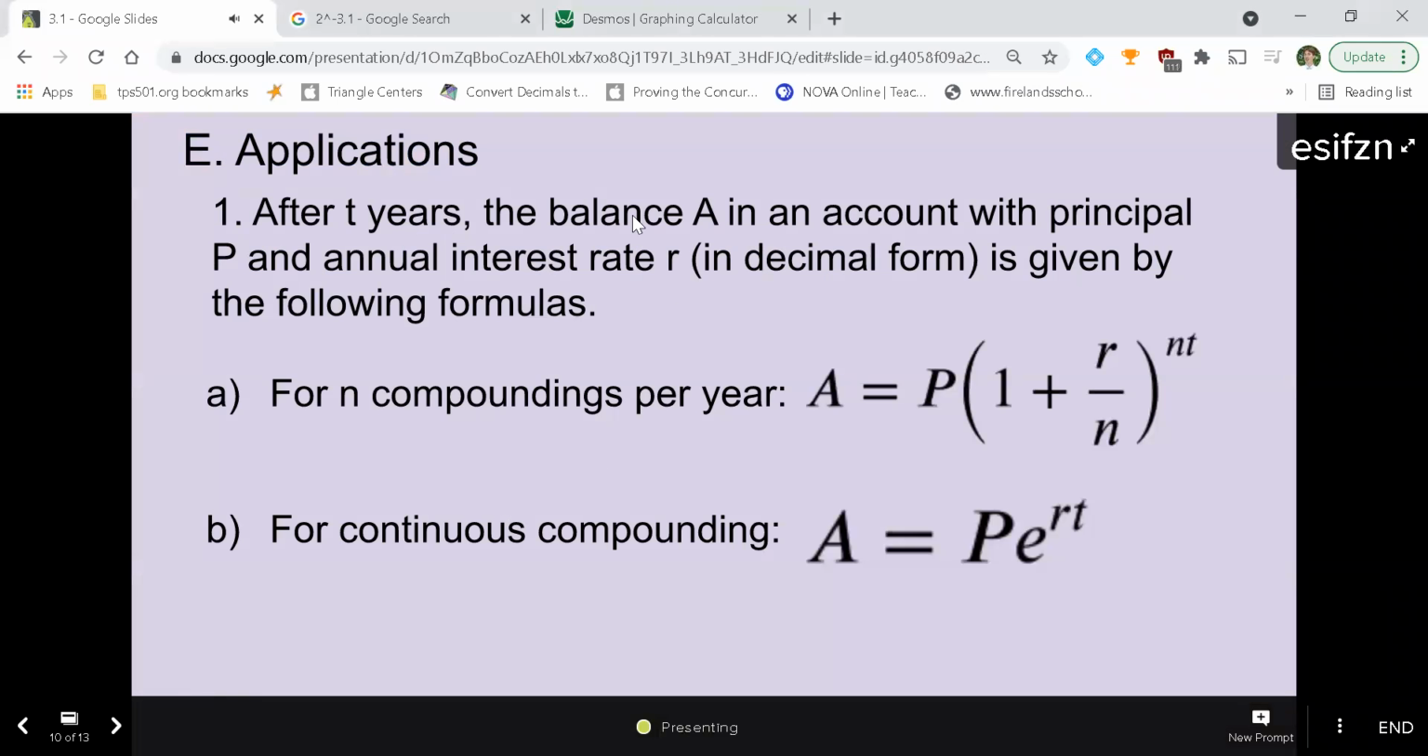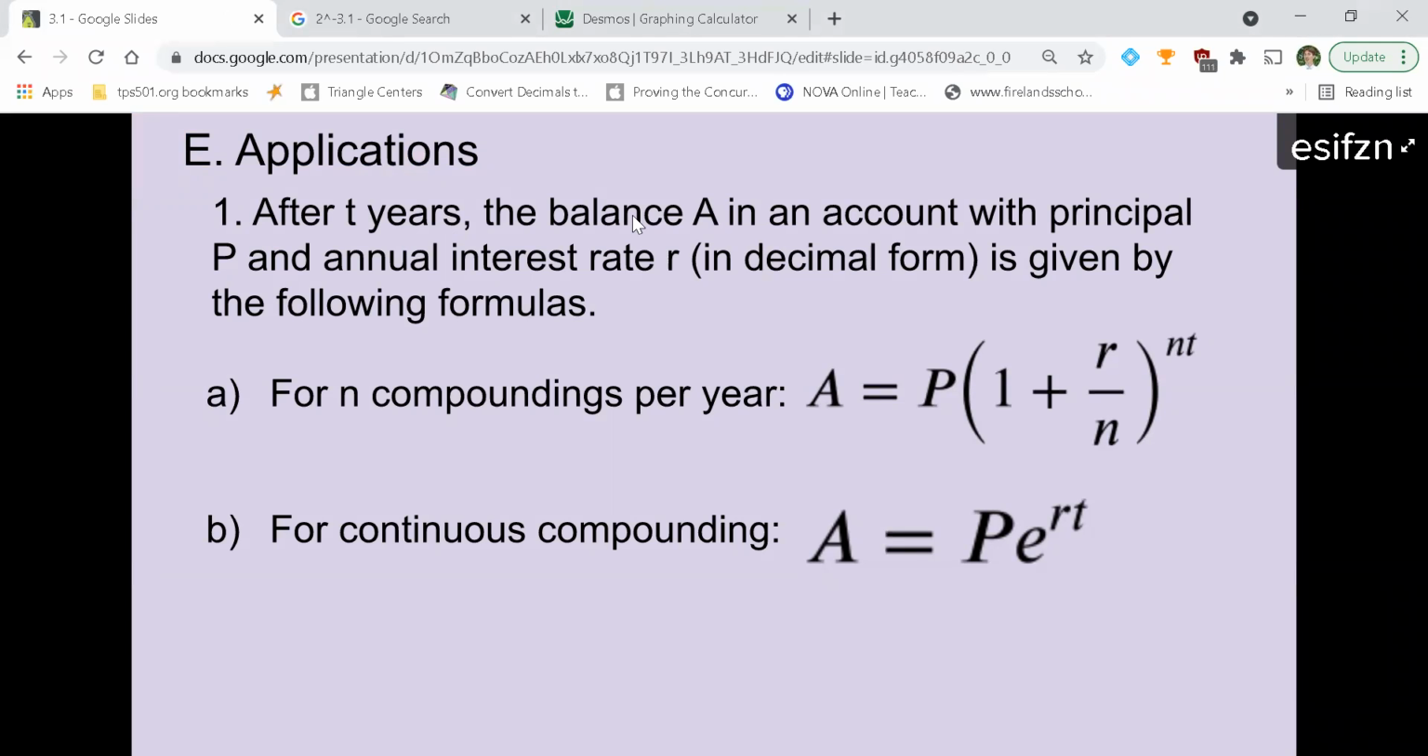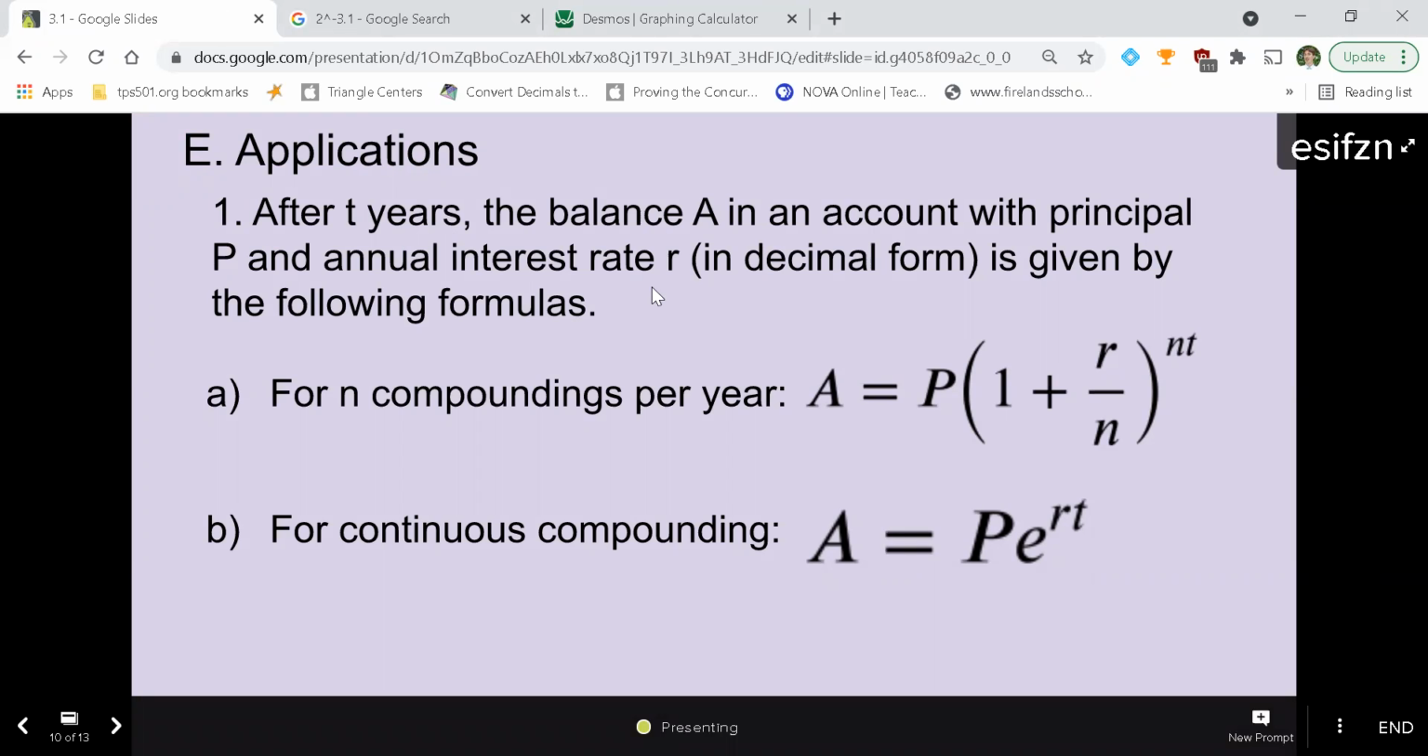All right. What I get the most questions about on the WebAssign is actually the application questions for this one. And it really comes down to just, do you have the formulas or not? So the most common application for exponential functions is interest.